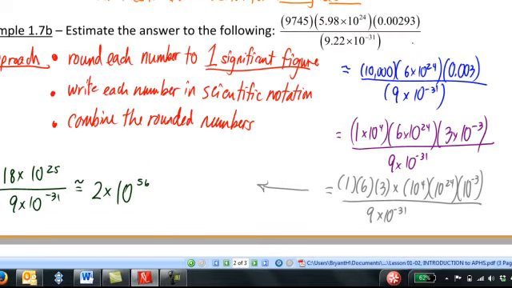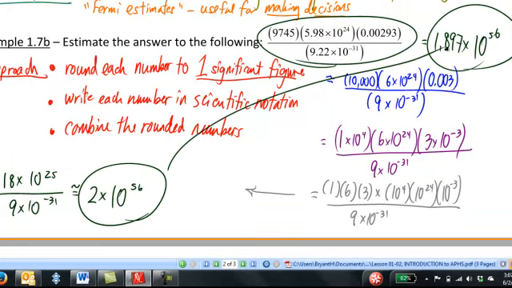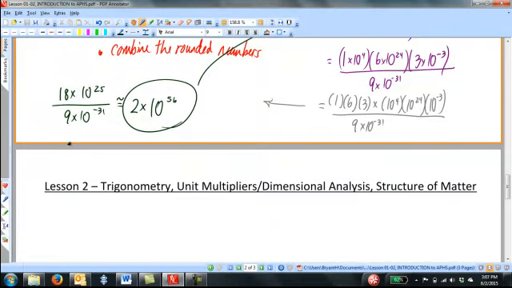Let's go back and actually enter the numbers in the original problem in the calculator and see what we come up with. I end up with 1.897 times 10 to the 56th power. Our estimate is very close to that value. So learn to estimate by rounding things to the nearest significant digit and then putting them together. That's the point of these estimates. Now let's move on to the next lesson.